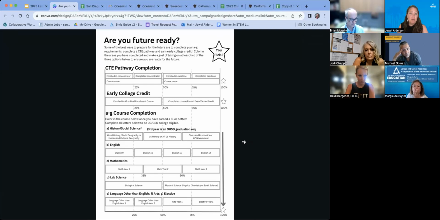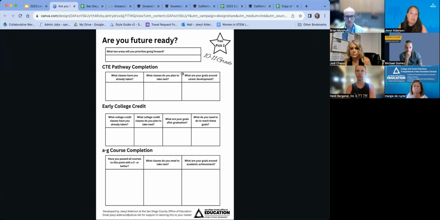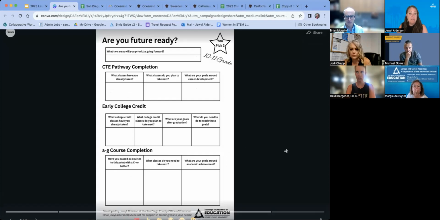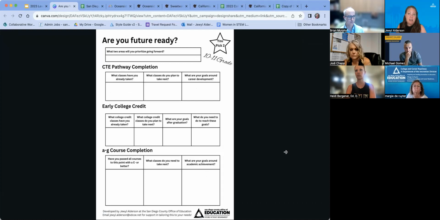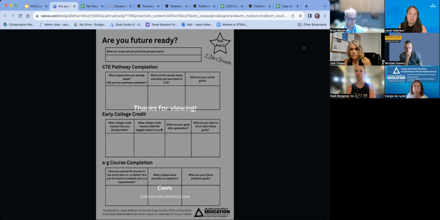So you can actually go in and make this work for you, but they're asking questions for their 9th graders. What pathways look interesting to you? Which college credit courses? Are you on track to complete A through G? And then 10th and 11th grade, what have you taken? What do you need to take next? Are you passing all of your classes for A through G? Those kinds of things. And then where are you headed next with 12th grade?